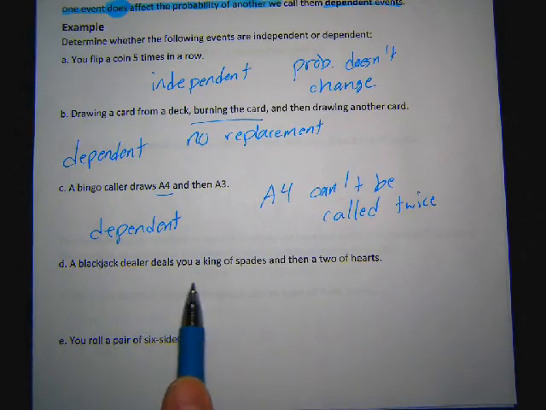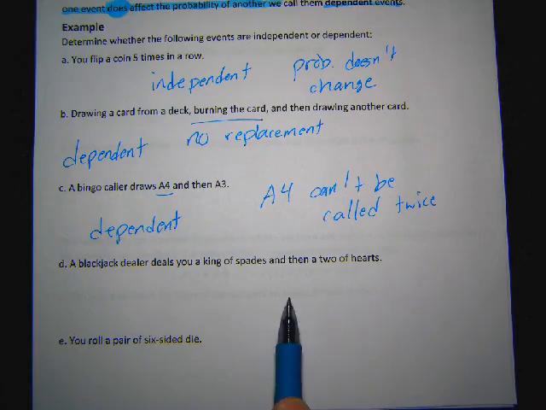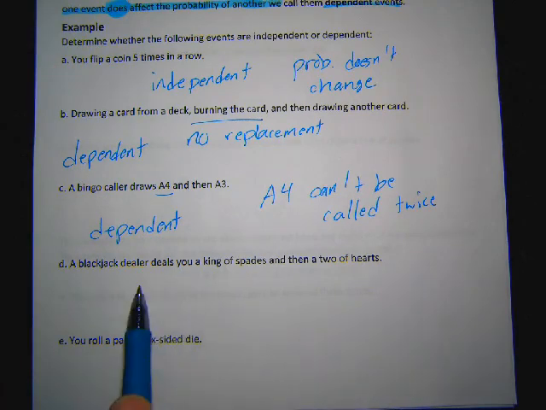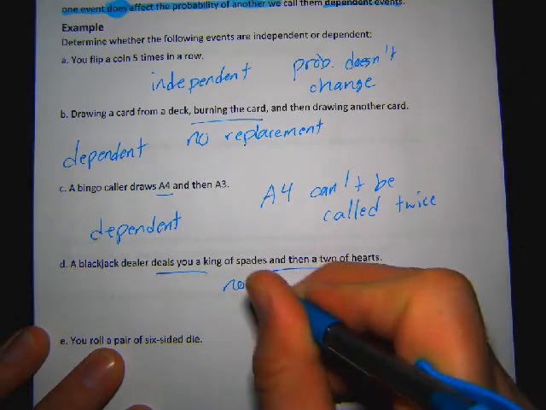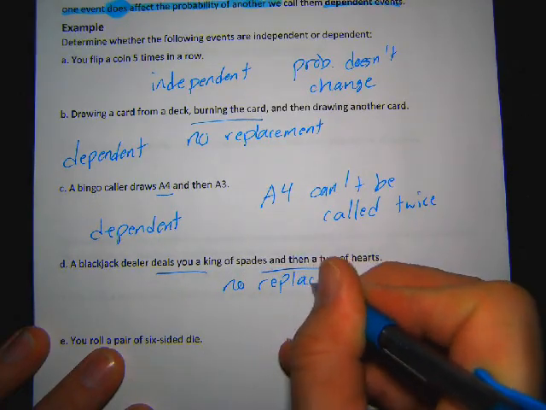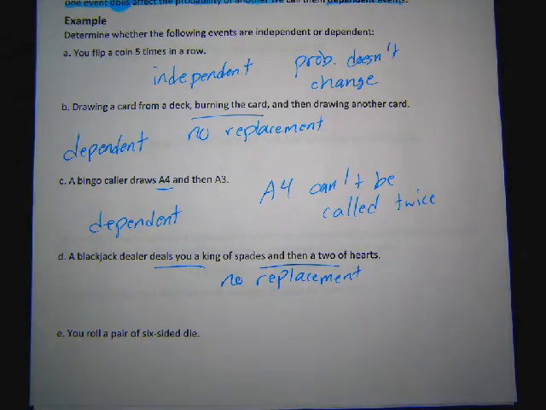Blackjack dealer deals you a king of spades and then a two of hearts. So this one, he's pulling both cards out. He didn't put the king of spades back in. There's no replacement. So again, it's dependent. There's a lot of dependent things because with playing cards and stuff, you're pulling stuff out and you're not putting it back, you're changing the number of values. So this is dependent.